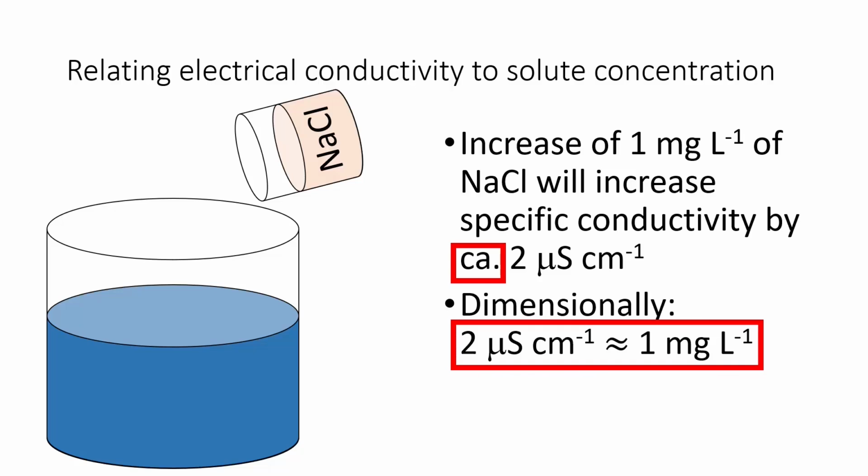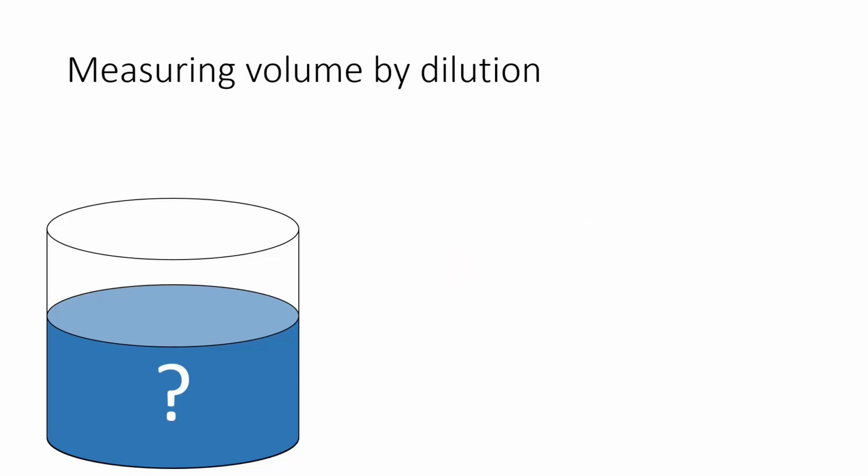So even though those are very different units and on the surface appear to be very different dimensions, because those two are consistently related to each other, we can dimensionally treat a conductivity unit as if it were a concentration. I'll show you how that works in a minute.